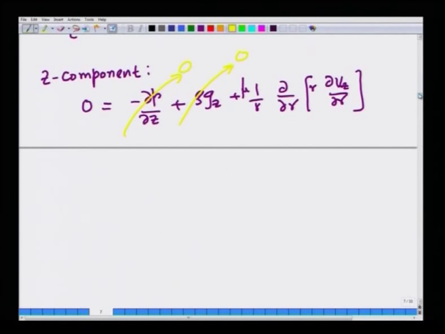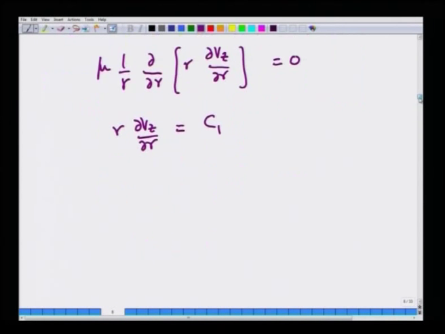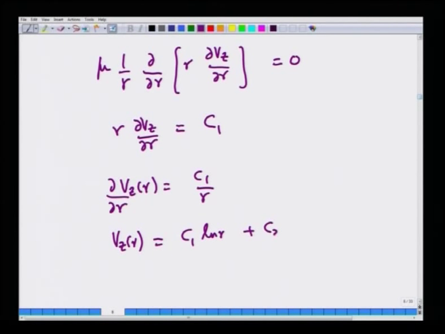So, the momentum balance simply becomes mu times 1 over r partial r of r partial v z partial r is 0. Since mu is a constant, that does not matter. This implies that r partial v z by partial r is some constant, c 1, or d v z d r is c 1 by r, or v z of r is c 1 log r plus c 2.